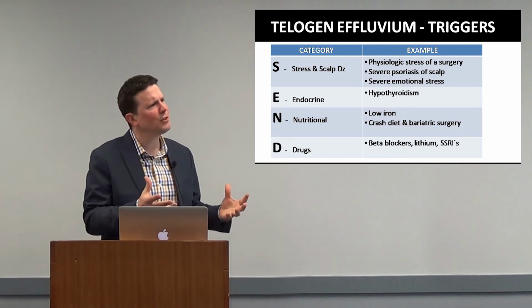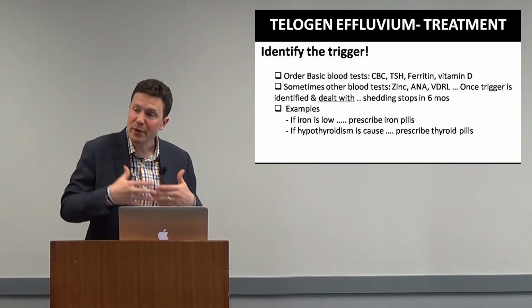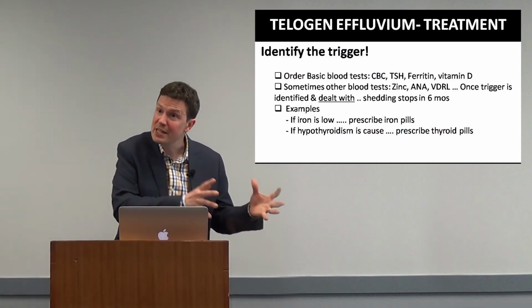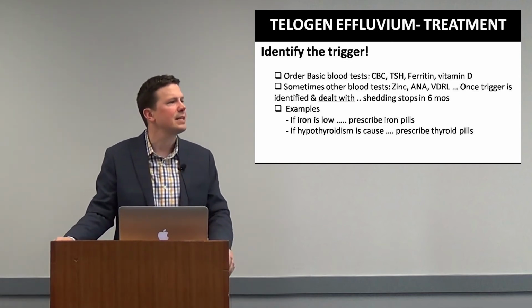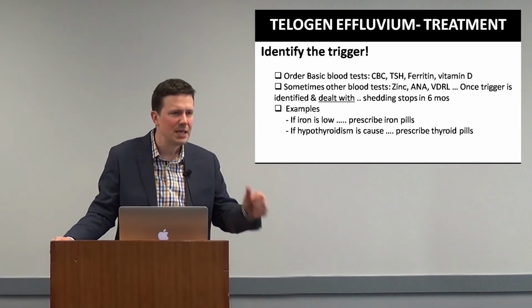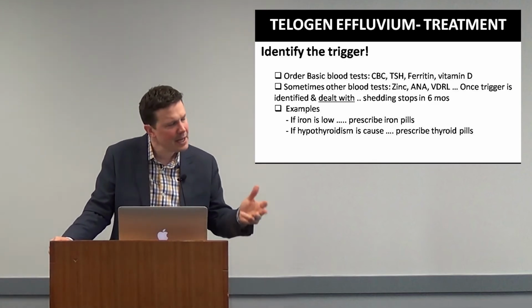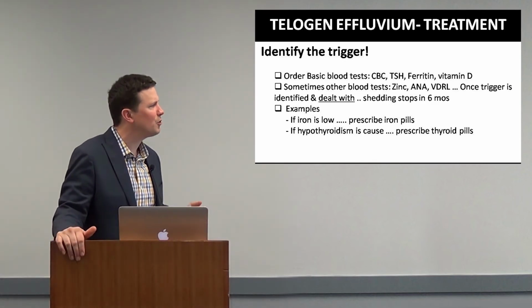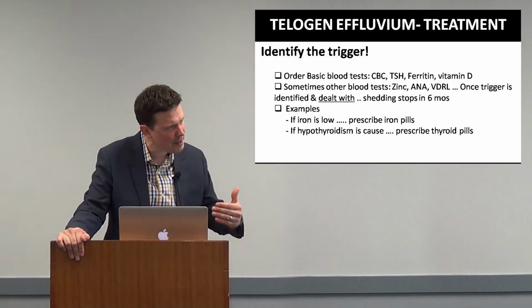We treat telogen effluvium by identifying first and foremost the trigger. And if we can figure out what triggered it, then we fix that trigger. It's important to order some basic blood tests in anyone with telogen effluvium. CBC, TSH, ferritin, and vitamin D are the first-line tests. But in a patient with telogen effluvium, it's absolutely critical to perform a very thorough history.